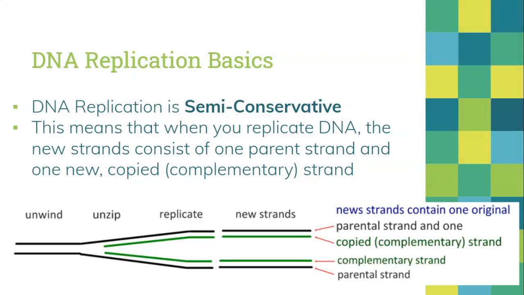So again, replication basics. We know that DNA replication is semi-conservative. When you replicate DNA, you have a parent strand that splits open, and then you create a complementary strand, which is the new version of the strand. And so your end result is a DNA strand that is half old, half parental, and half new, half copied.